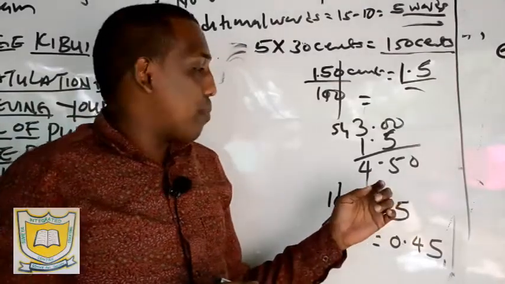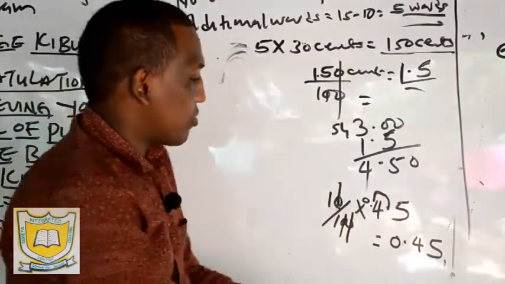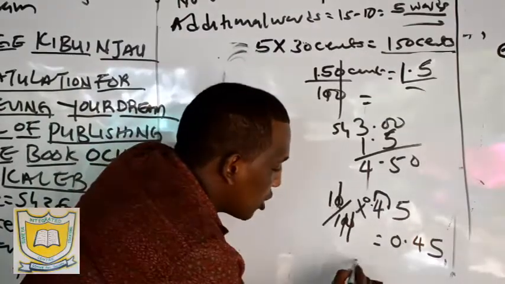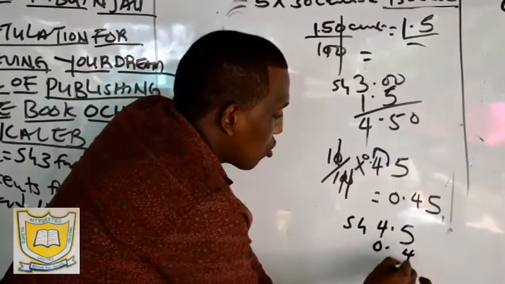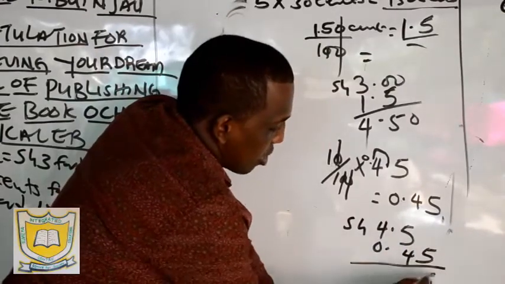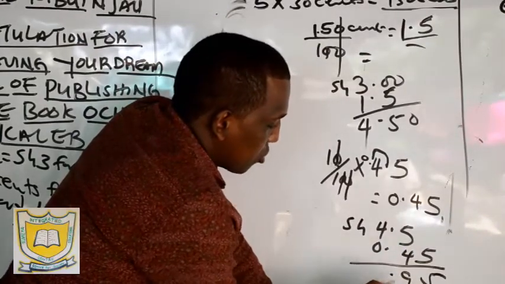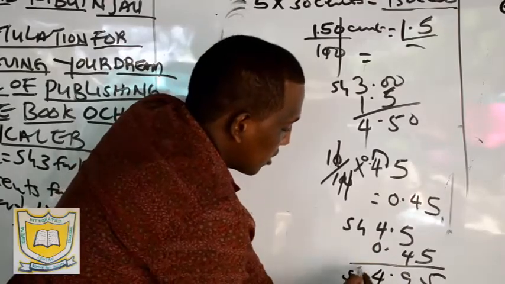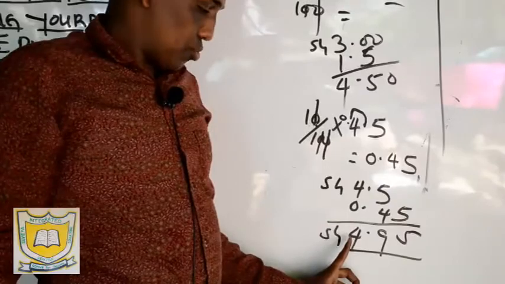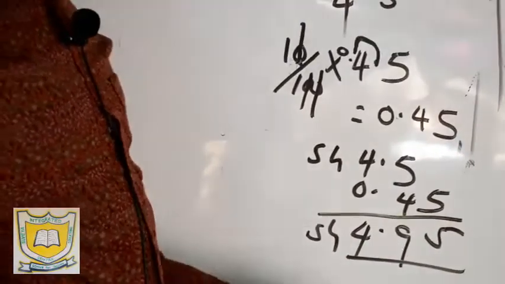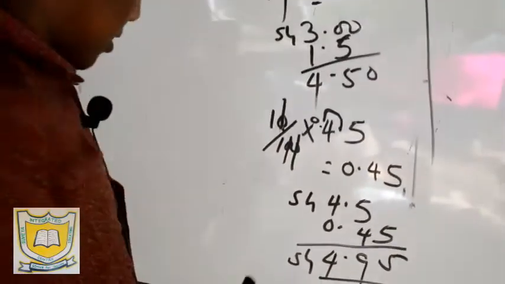What do we do now? We add the total amount. The total amount was 4.5. So we say now for shillings 4.5 plus 0.45. You add. So it is shillings 4.95. 4 shillings and 95 cents. That's how we do. It's very, very easy.